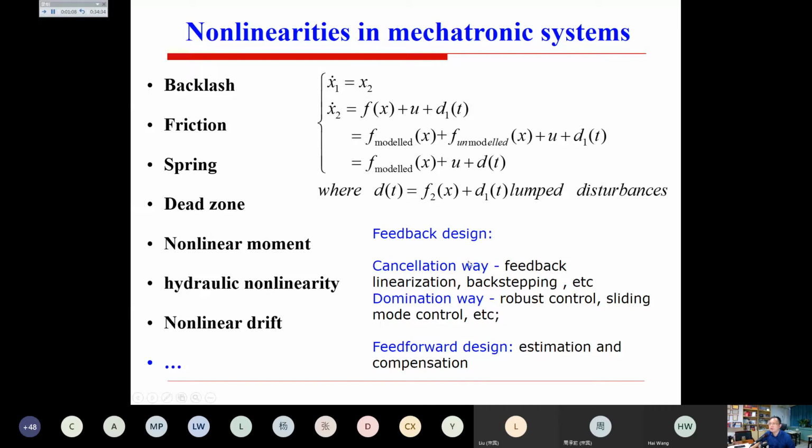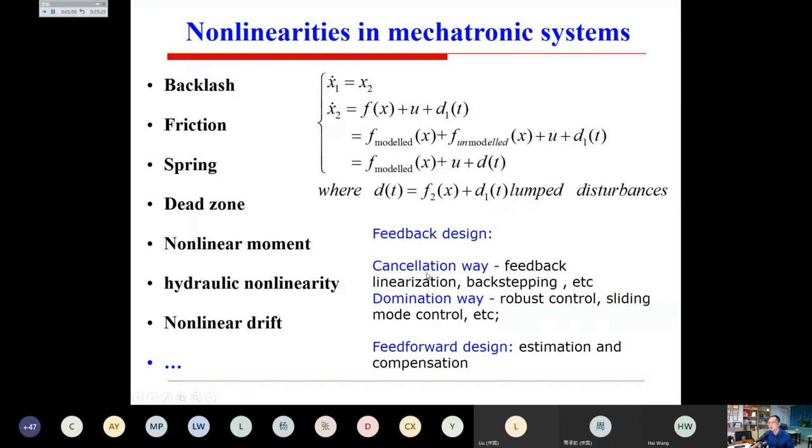We can use two kinds of feedback control design. One is to cancel the nonlinearity. We use feedback linearization, backstepping. And if this nonlinearity is not a constant function, it is time varying, or relevant to some parameters, then we can use the domination way. That means we have a dominant function, which changes faster than the nonlinearity, to dominate it. For example, robust control, H infinity control, sliding mode control, and such methods, where you can use a domination way to handle the nonlinearity.